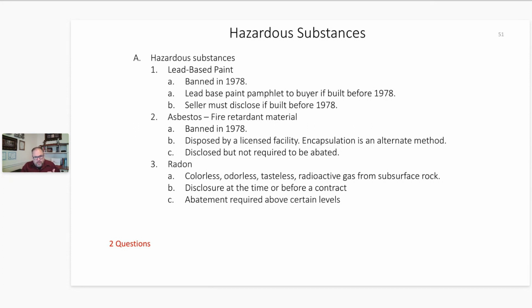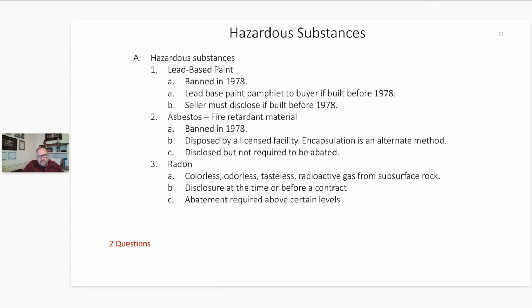Okay, remember, lead-based paint was banned in 1978. Any homes purchased before 1978, the buyer gets a lead-based paint pamphlet. It's a right-to-know pamphlet. You can download it on your desktop and shoot them the PDF document. If it's a house that they're going to purchase built before '78, they have a right to read about lead-based paint because the seller must give a lead-based paint disclosure to the buyer saying this house was built before '78. Okay, that's lead-based paint.